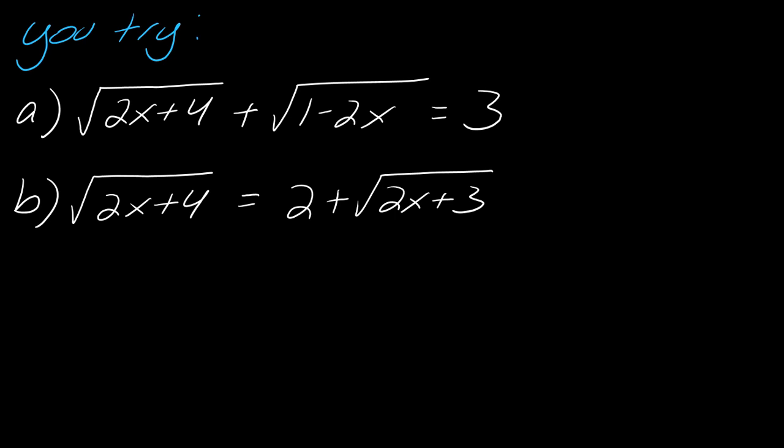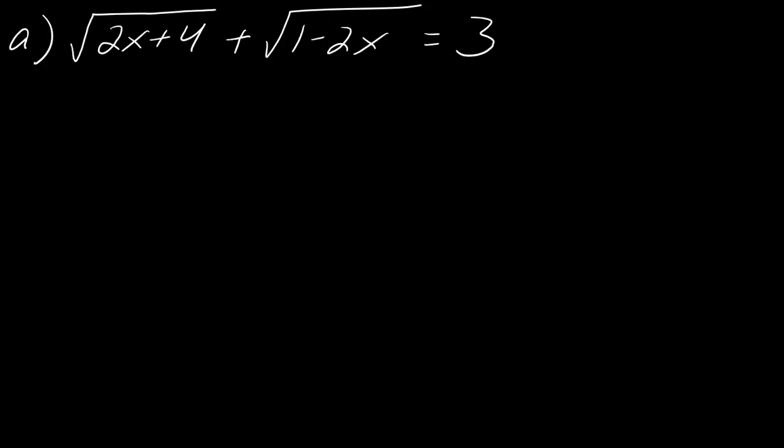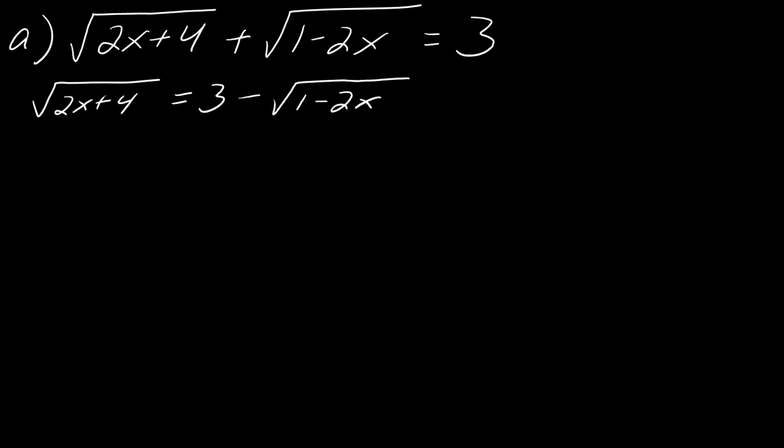But otherwise, I'll go through these two, and that'll be it. Okay, so starting with this one, like I said, you've got to have the radical isolated. So I actually want to subtract this one off to the other side so that I have the problem square root of 2x plus 4 equals 3 minus the square root of 1 minus 2x. And now I can square both sides.